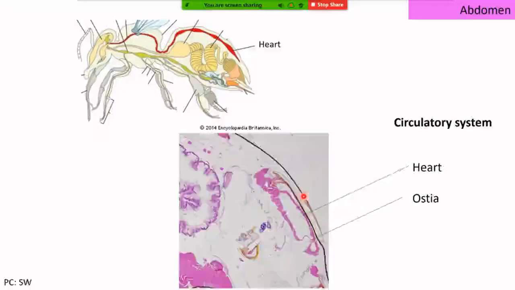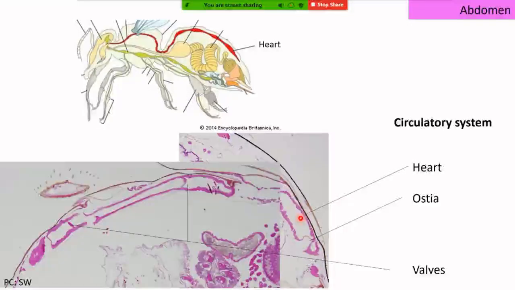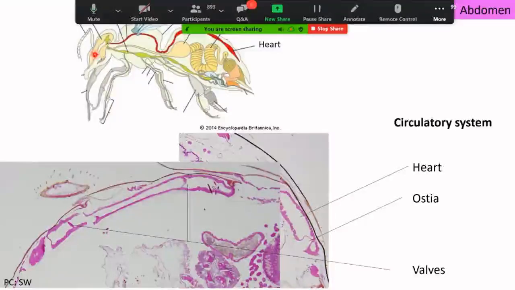Histologically, this is what the heart looks like. So this is part of the heart, and you will see that the heart has multiple openings, but in this section, it has a single opening called the ostia. And that's the way how hemolymph finds its way into the heart from the abdominal cavity. And as the heart pumps, it uses the valves to ensure the unidirectional movement of the hemolymph from the heart into the aorta and again into the head.